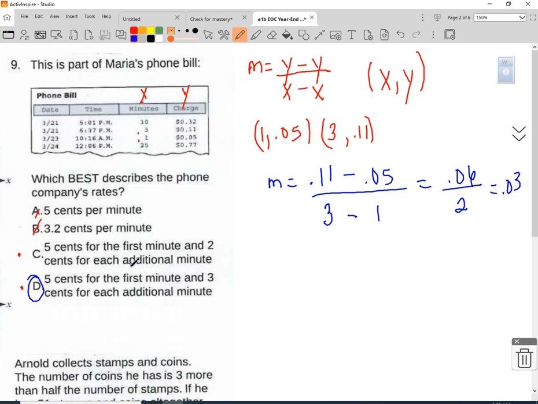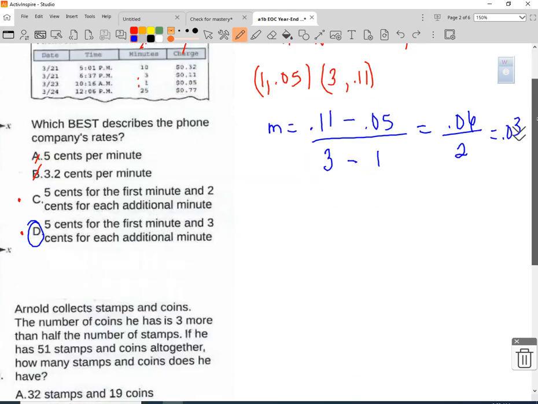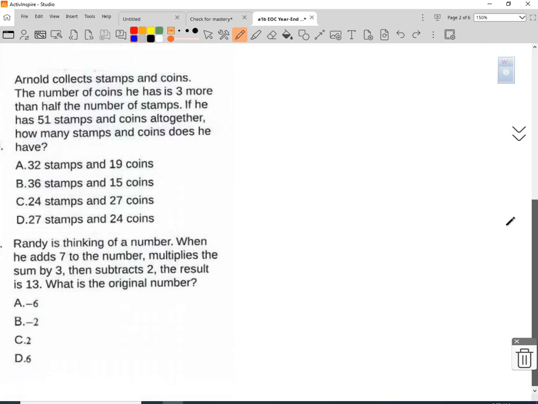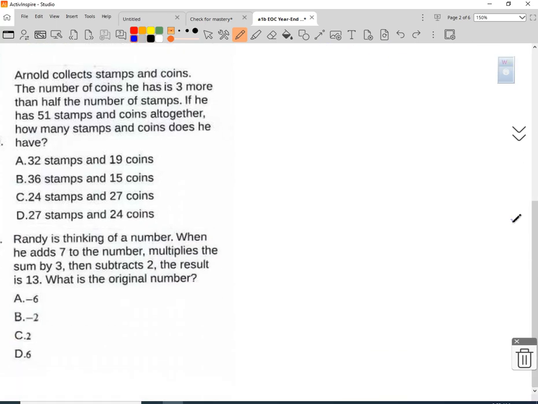Does that make sense? All right. Number 10. Arnold collects stamps and coins. The number of coins he has is 3 more than half the number of stamps. If he has 51 stamps and coins together, how many stamps and coins does he have?